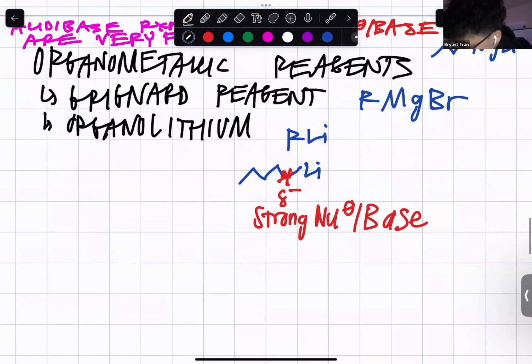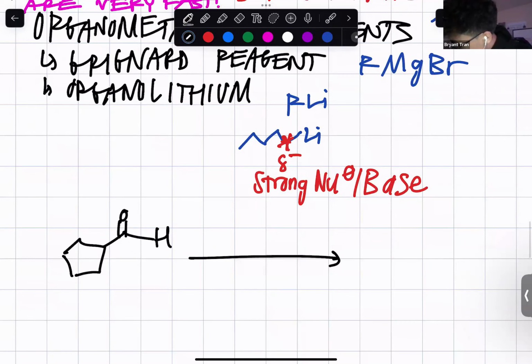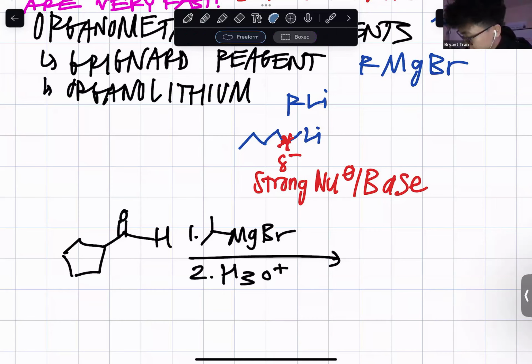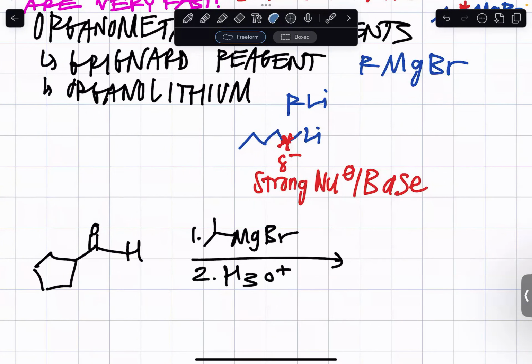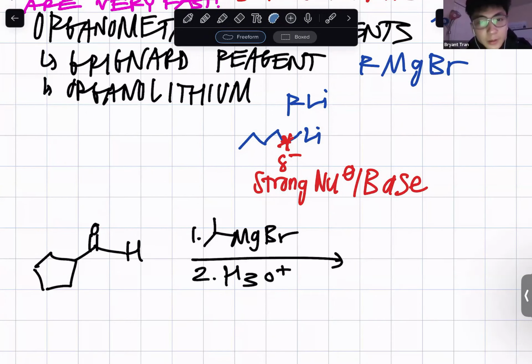Let's say we have this aldehyde, and we react it with this Grignard reagent as the first step. Second step, acid workup with H3O+. Okay. So there's two important concepts that you need to know before you do this reaction. The differences between a nucleophile and an electrophile.